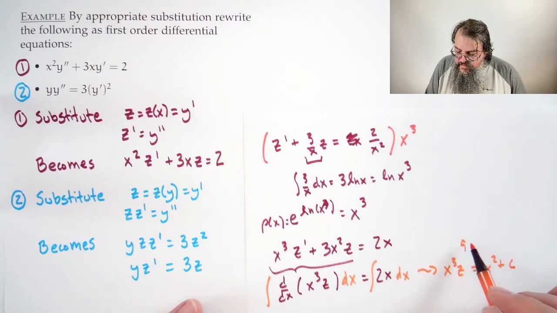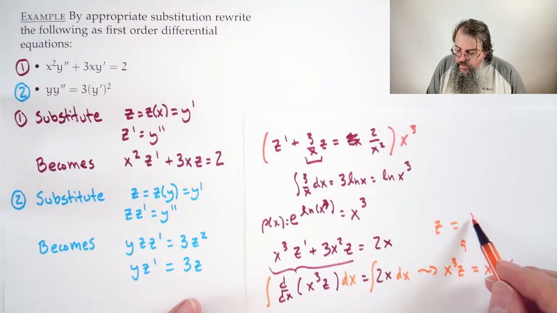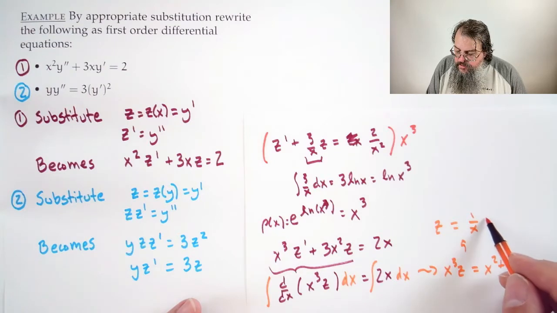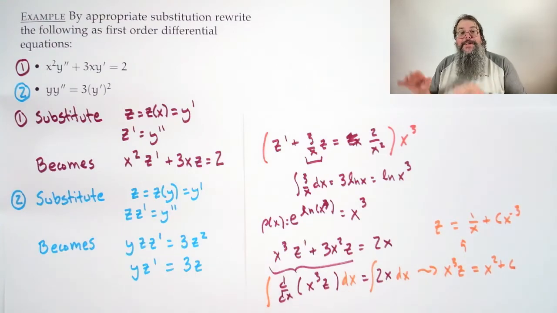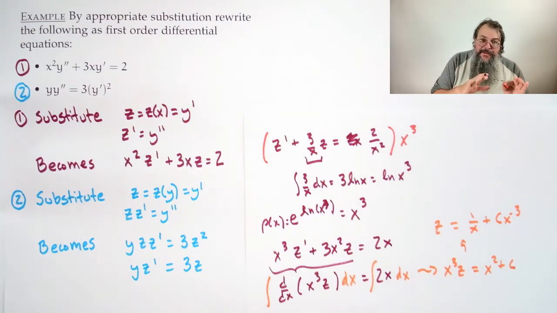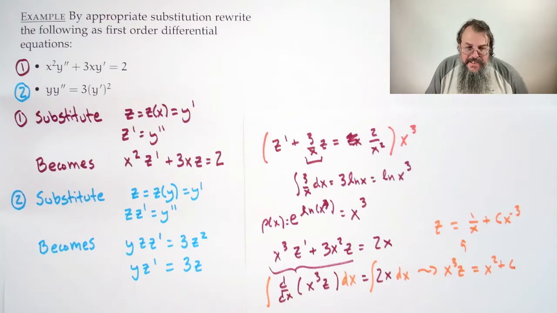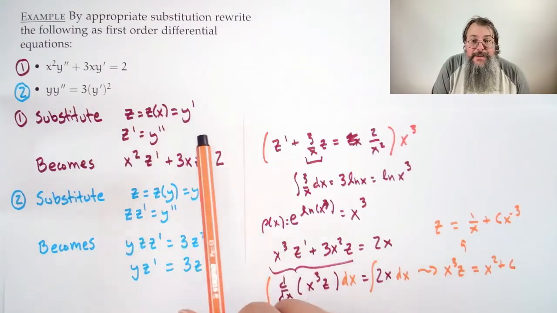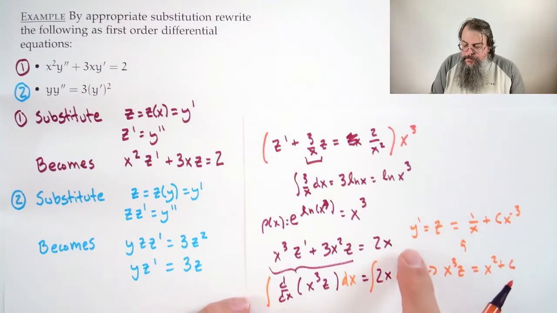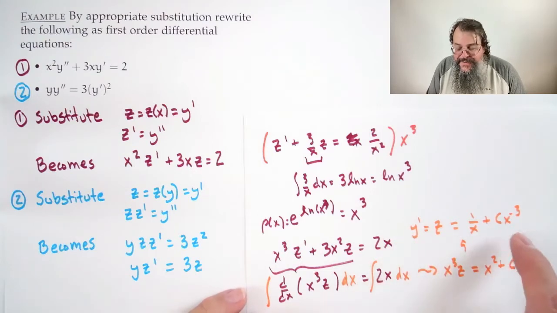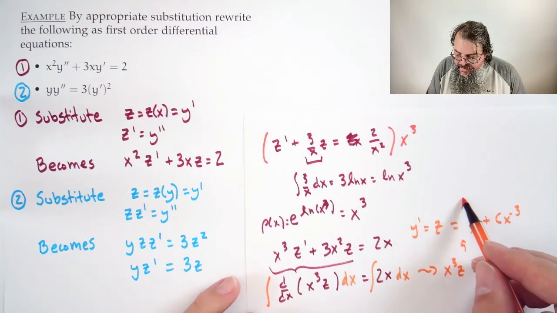That tells us that z is equal to x squared over x cubed, which is 1 over x, and then plus c over x cubed, which mysteriously I'll write as c x to the minus 3. But we're not done. We always have to substitute back. Our substitution was z equals y prime. So this is y prime. So great, we have y prime. So we have to integrate. So we say, all right, integrate.